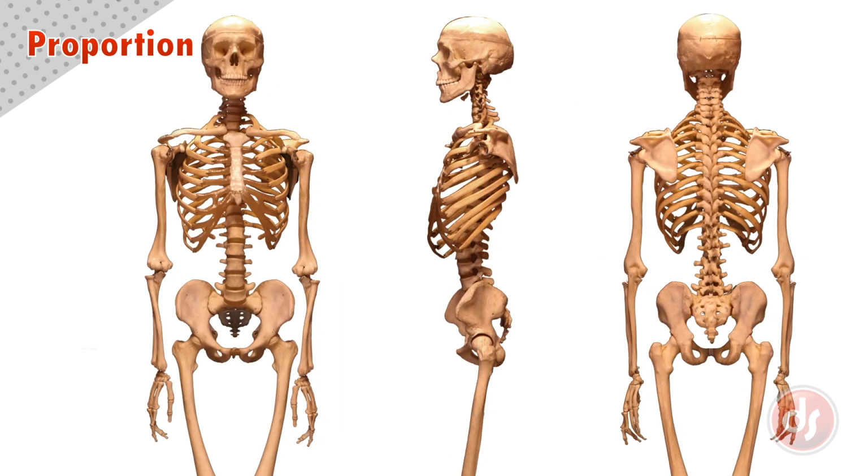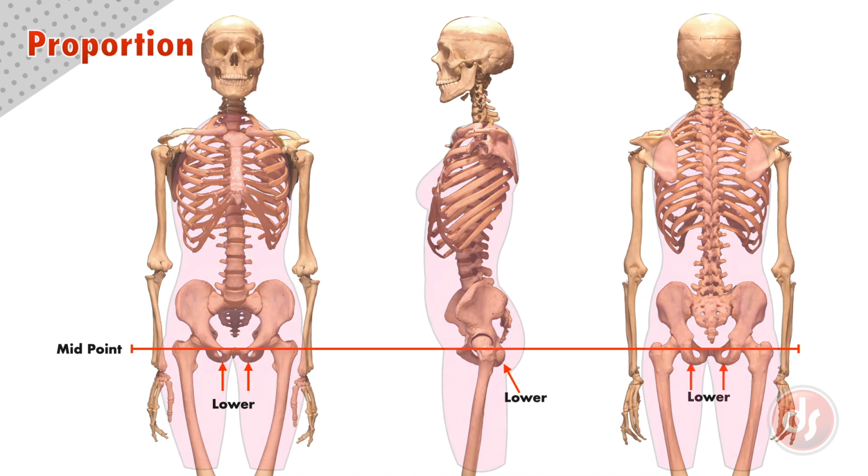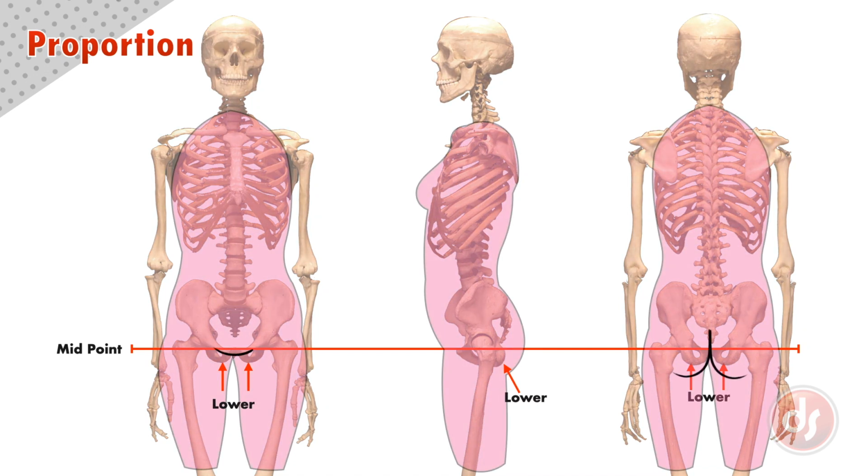The pubis symphysis is the midpoint in the 8-head model of proportion, and from the front, this appears to be the bottom of the pelvis. But the ischium of the pelvis curves down and towards the back, making the pelvis actually lower from behind. And on top of this, the gluteal muscles drop down even lower. So we must account for this by adjusting the midpoint above the gluteal muscles from the back. To help with this, notice that the greater trochanters of the femur are roughly in line with the pubis symphysis. So this will help us find the midpoint from the back view.